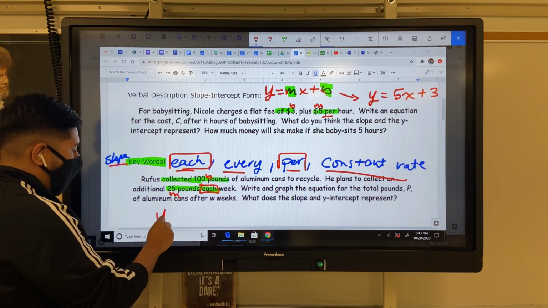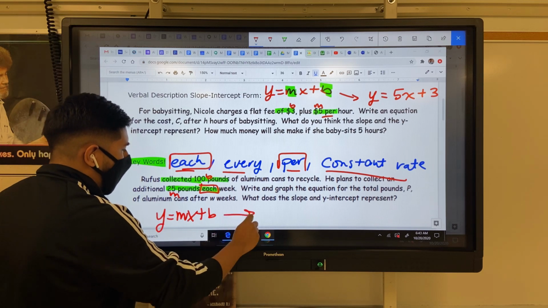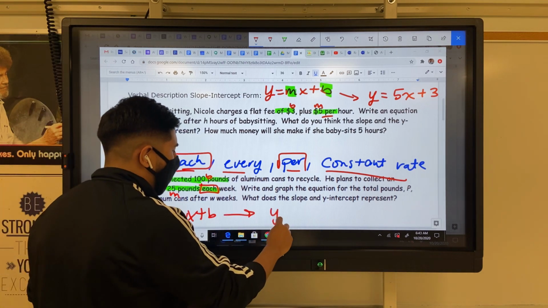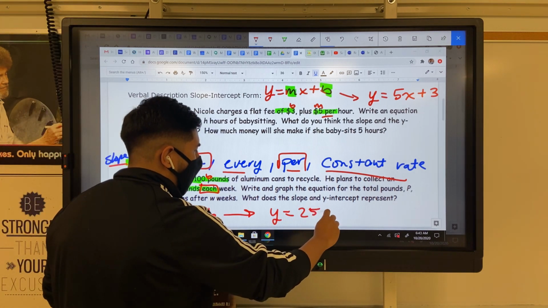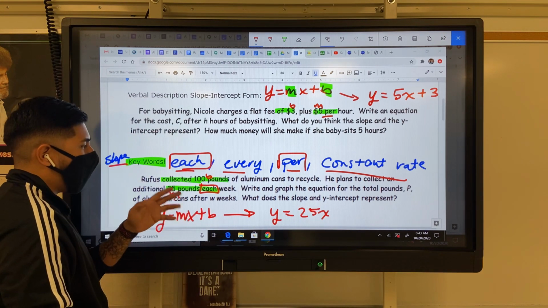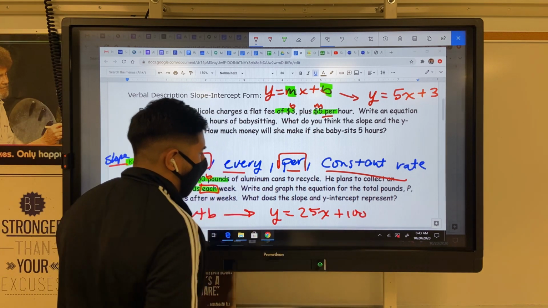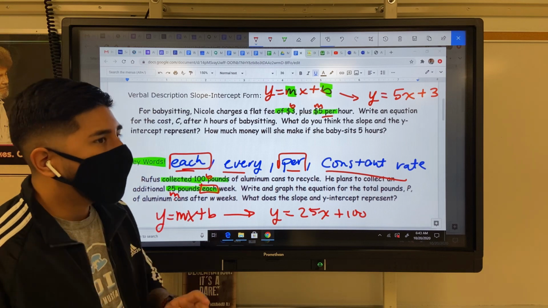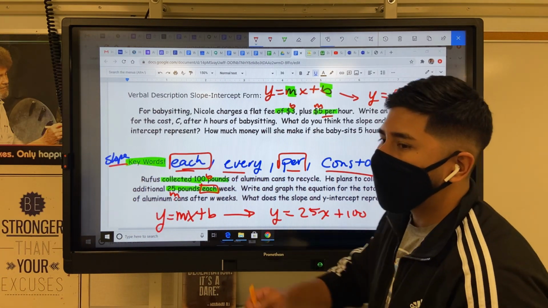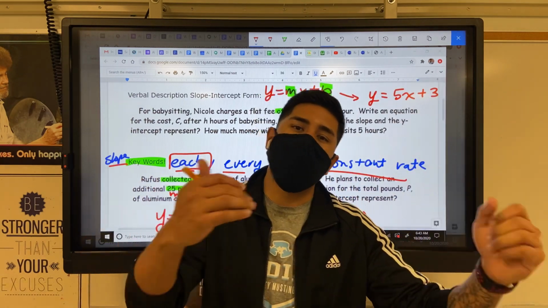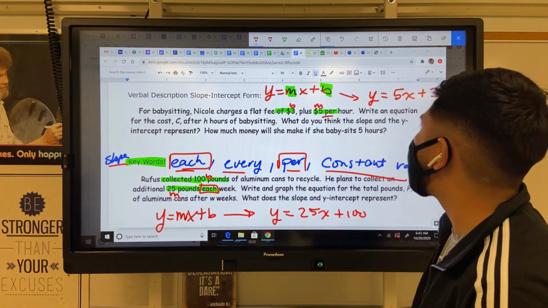So knowing the slope-intercept form, y equals mx plus b, that just turns into y equals, my slope is 25x. He already collected it, so that means it's positive 100. Now, how do we know if it's negative? You need to look for other keywords like uses, take away, already had, stuff like that. If you have any questions, don't be afraid to ask.